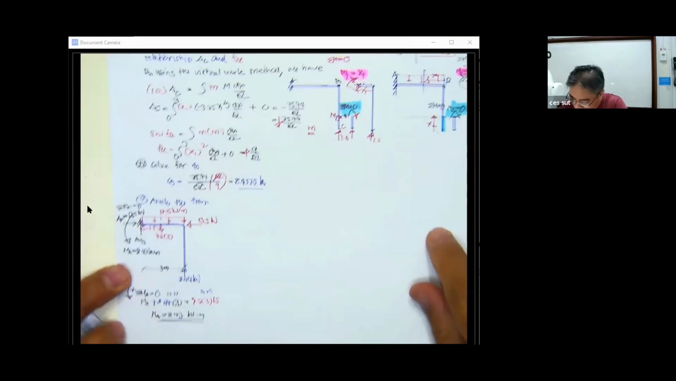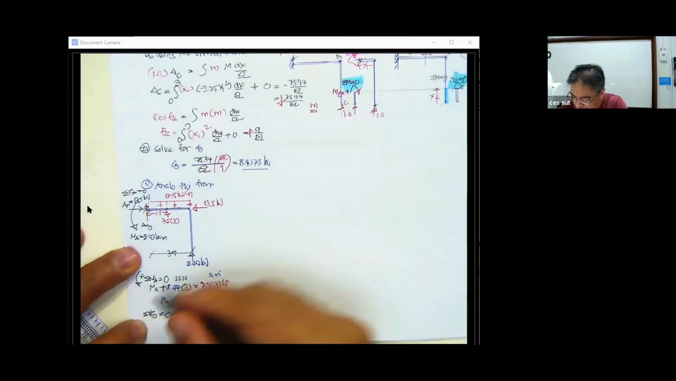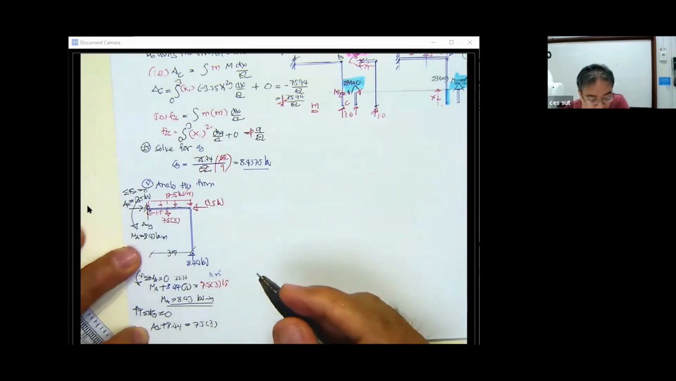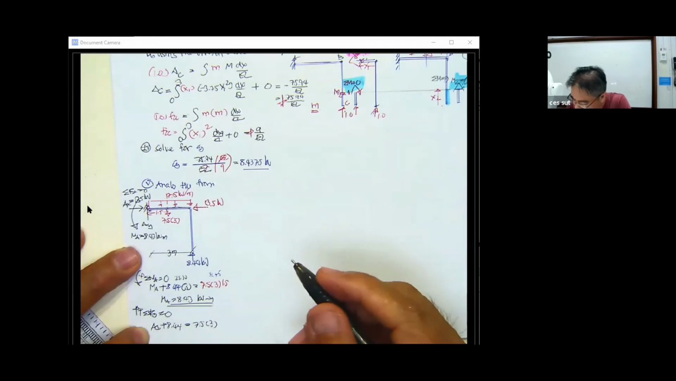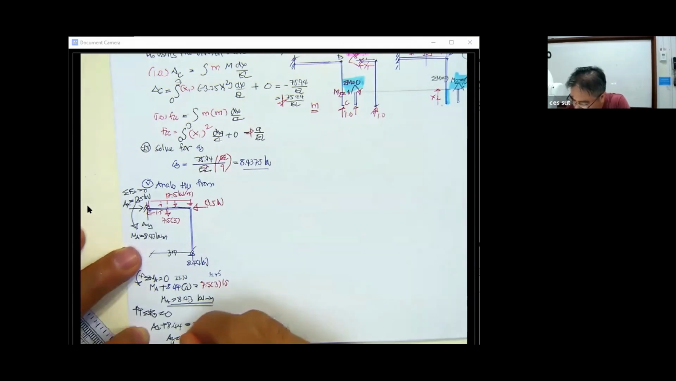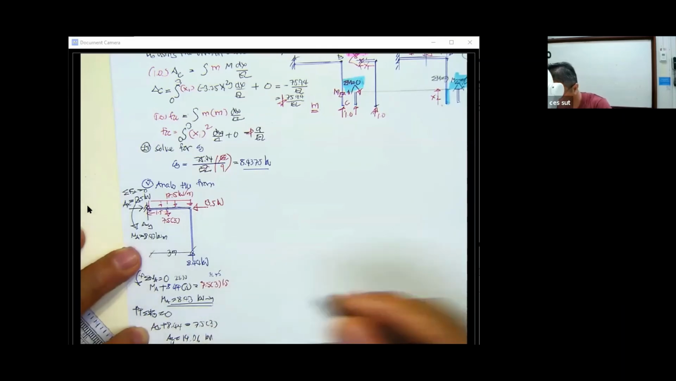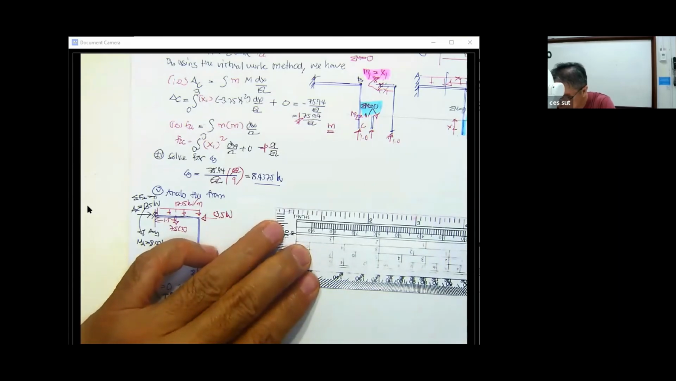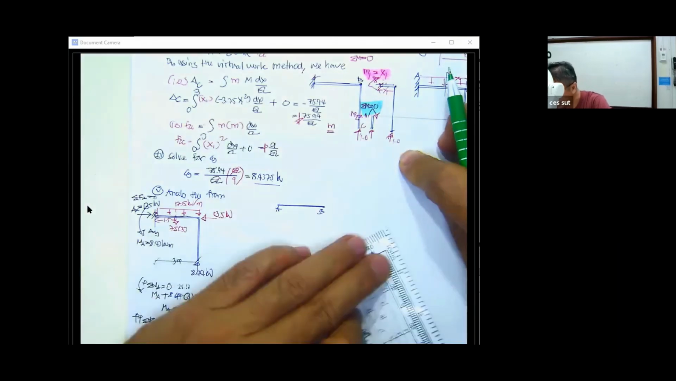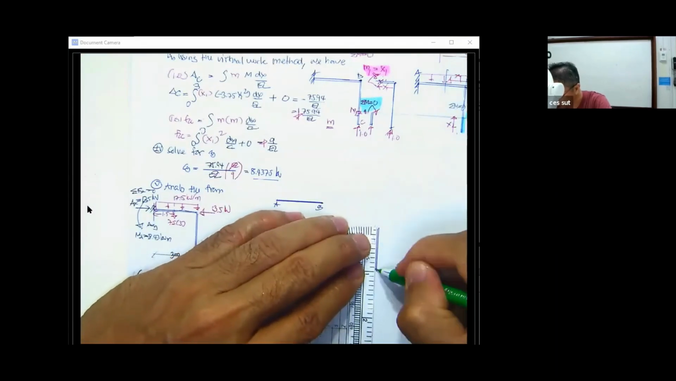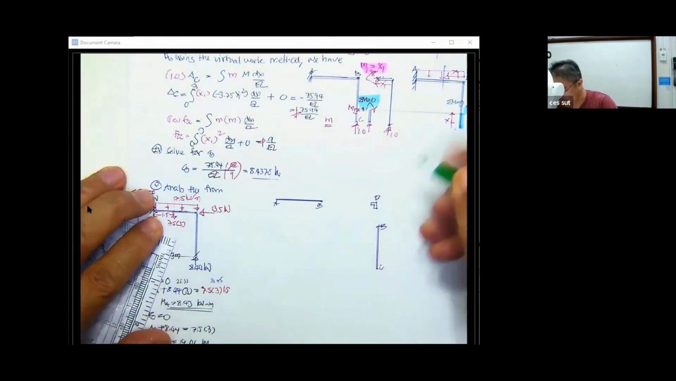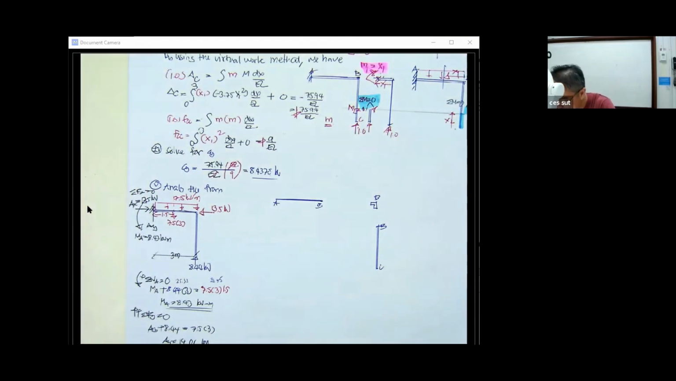And then the last one, summation of F sub Y equal to 0. This A sub Y plus 8.44 equals 7.5 times 3. So your A sub Y is going to be 14.06 kilonewton. And then you separate this into two portions: one for A, B, and another for the portion B, C, and we have point B over here.